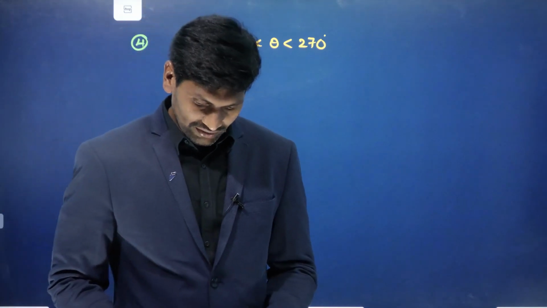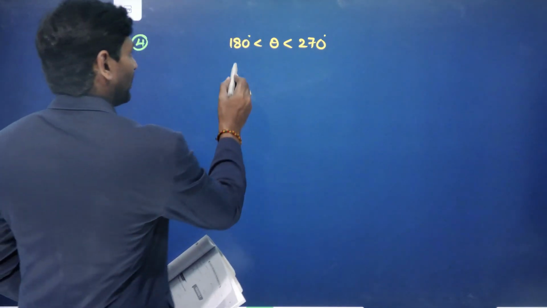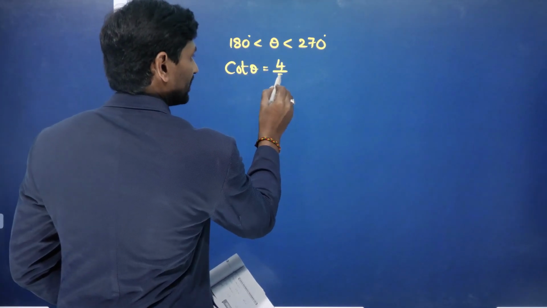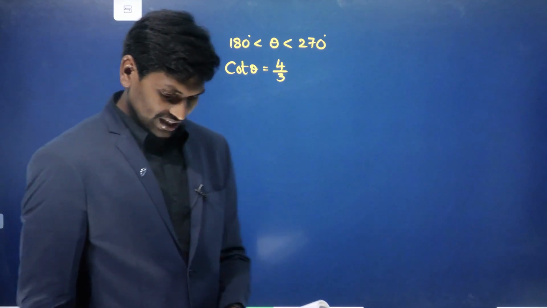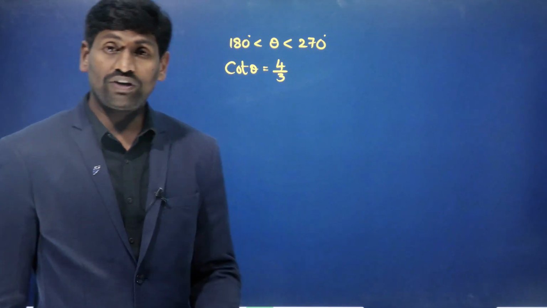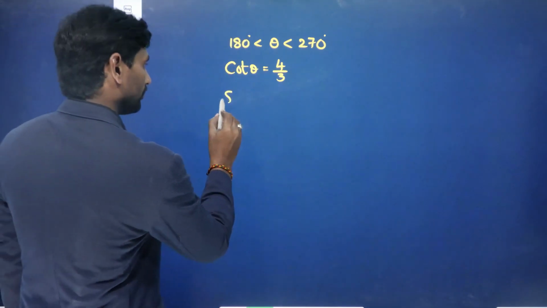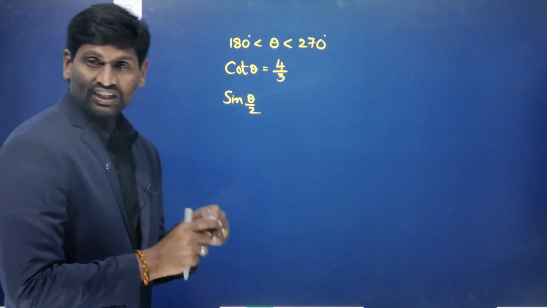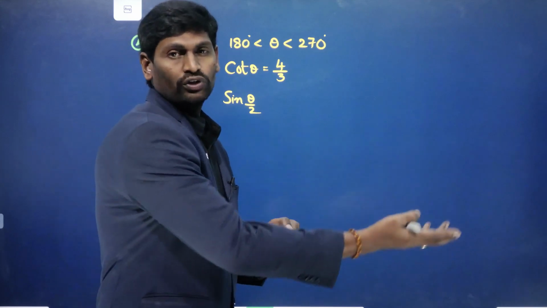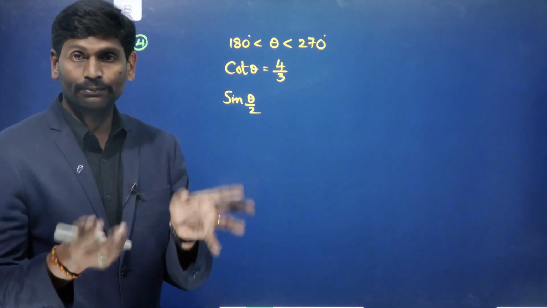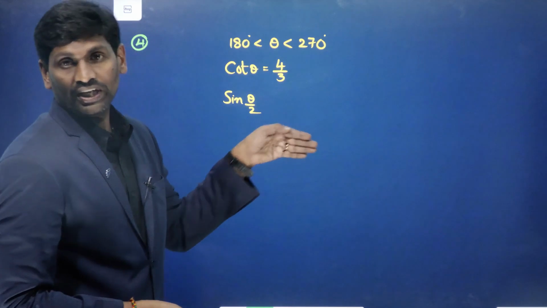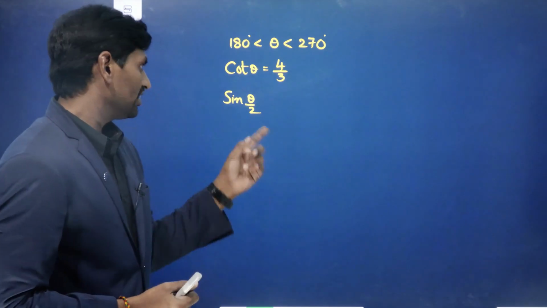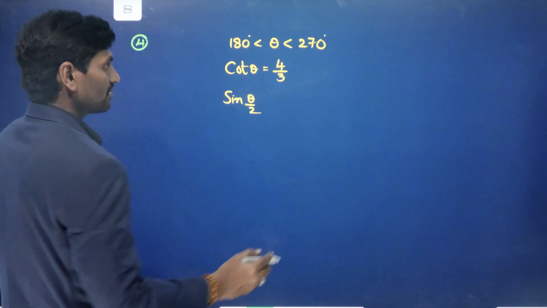Now what do we have to find? It is the third quadrant, and cot theta is also given. Cot theta value is 4 by 3. We need to find sin theta by 2. Submultiple: if given theta and you want to find 2 theta, 3 theta, 4 theta, those are multiples. Theta by 2, theta by 4, theta by 8, like that, are submultiple angles. We should use the sin 2 theta formula.